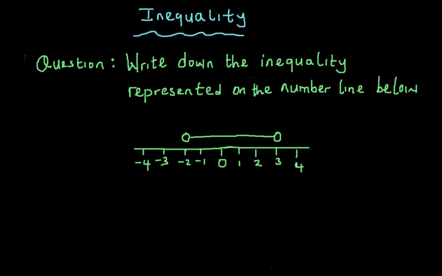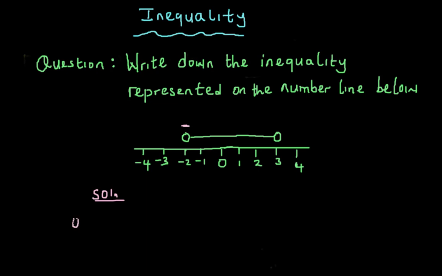So we have this question: write down the inequality represented on the number line below. Now we've got this number line. As you can see, there are two parts. We have two knots, so it means that we have two inequalities. Does that make sense? Now let's take the first knot.